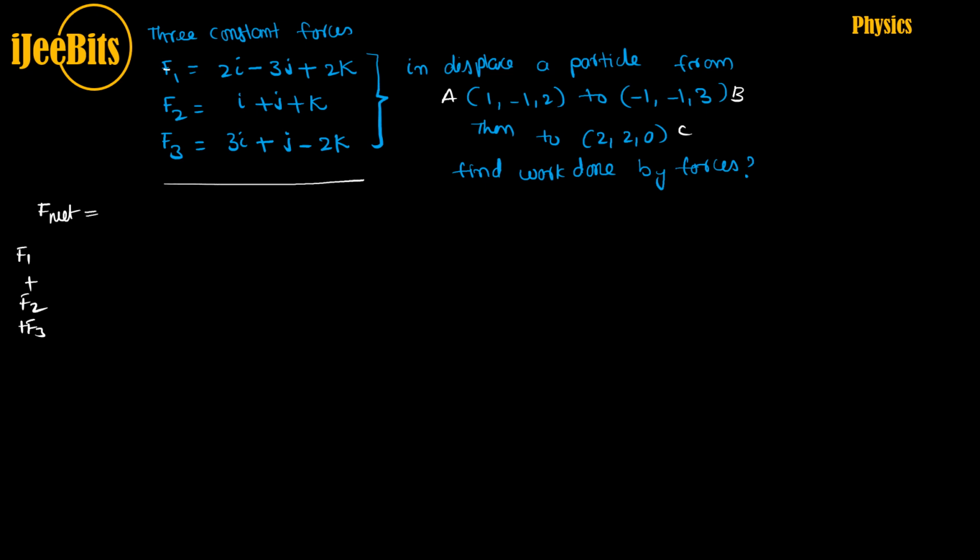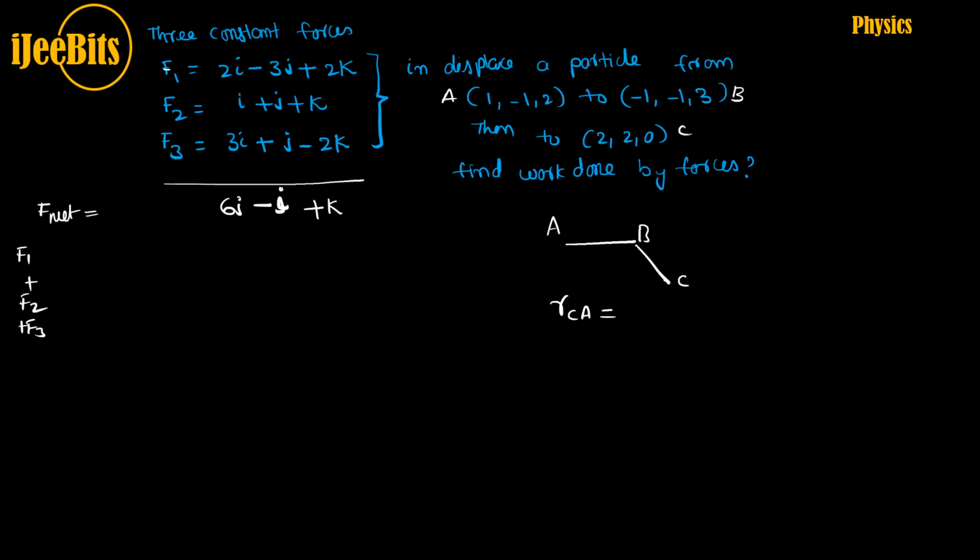Your F net would be 2 plus 1 plus 3, which is 6i. Minus 3 plus 1 plus 1, so minus 3 plus 2 is minus j. And 2 minus 2 is 0, so plus 0k. This is your net force. You are at position A, moving to B, and from there moving to C. So the relative position you have to find is RCA. All you require is the C point and the A point. You don't consider the middle point in this case.